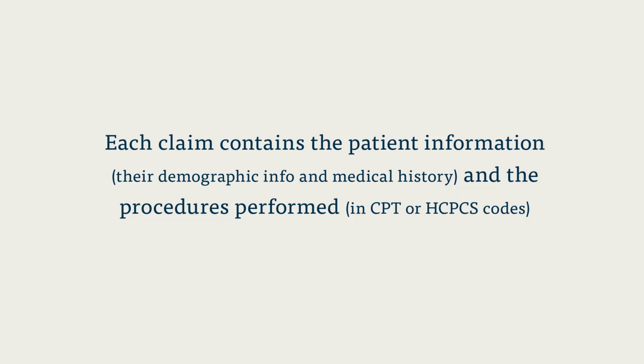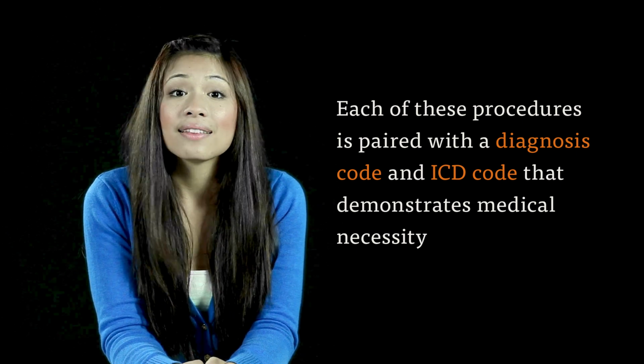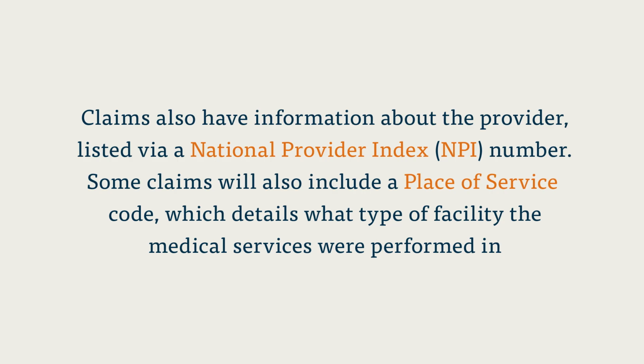While claims may vary in format, they typically have the same basic information. Each claim contains the patient information, their demographic info and medical history, and the procedures performed in CPT or HCPCS codes. Each of these procedures is paired with a diagnosis code, an ICD code, that demonstrates the medical necessity. The price for these procedures is listed as well. Claims also have information about the provider, listed via a National Provider Identifier, NPI number. Some claims will also include a place of service code, which details what type of facility the medical services were performed in. Billers must also ensure that the bill meets the standards of billing compliance.